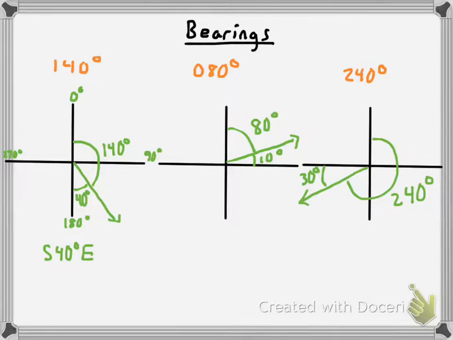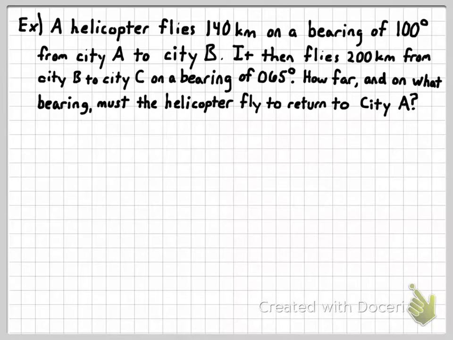All right, now we're going to do one application problem in this video because they just do tend to take a long time, these particular applications. And it's going to happen to be using the bearings that you see right here. The problem says that a helicopter flies 140 kilometers on a bearing of 100 degrees from city A to city B. It then flies 200 kilometers from city B to city C on a bearing of 65 degrees. How far and on what bearing must a helicopter fly to return to city A?